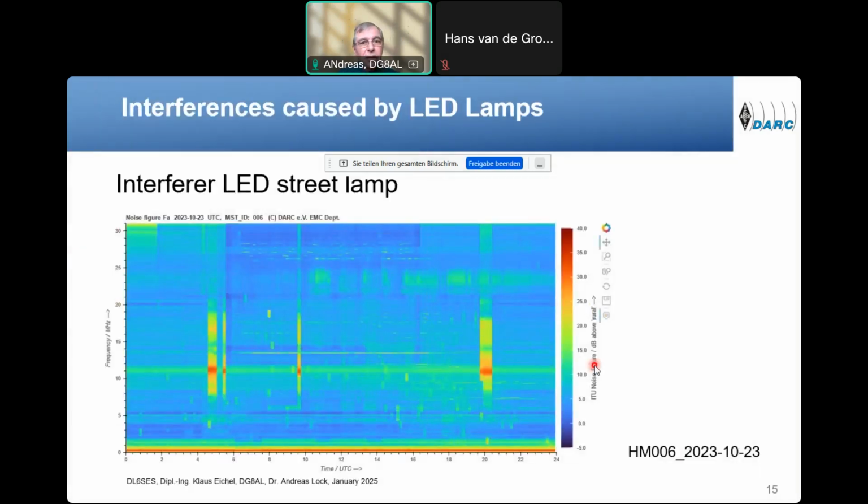So another interferer are LEDs. So this is close to Weißenhorn, or in the city of Weißenhorn. They test different LED street lamps, and what you can see here is a light blue area in the morning, but also in the evening. These are the times when the street lamp is operating and the power supplies are causing some noise signals, which can be seen in this diagram here.